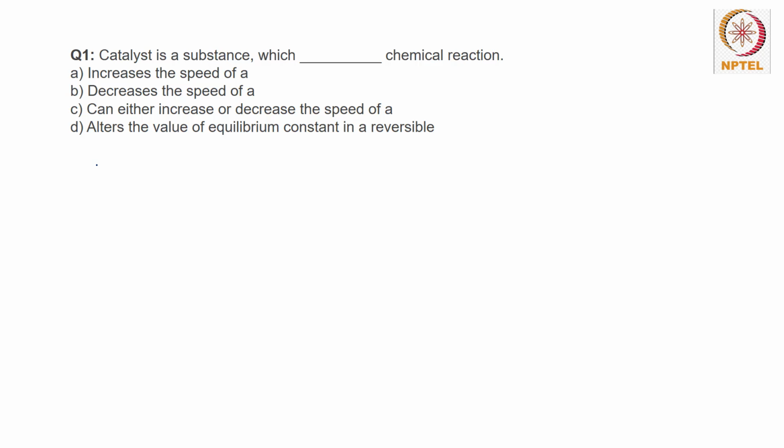Pallavi has asked about the rate determining step. In the case of a multi-step reaction there will be one rate determining step, because if it has 3 steps, the slowest step will control the reaction, not the faster one.